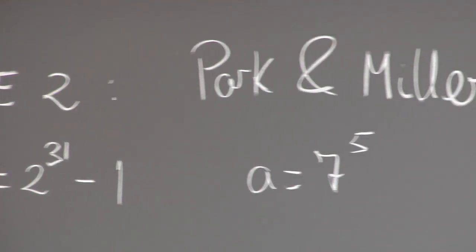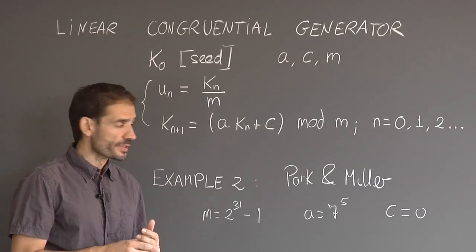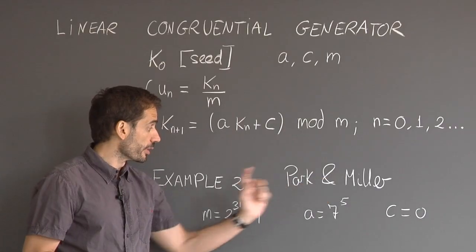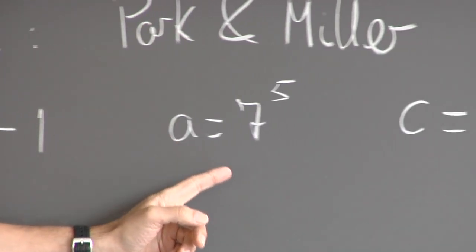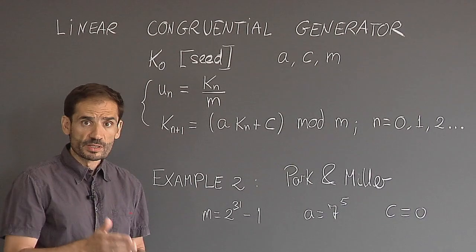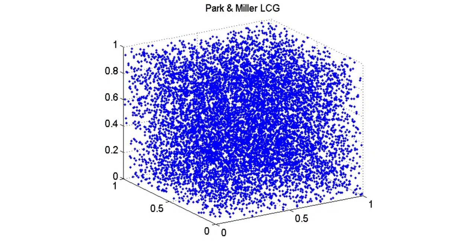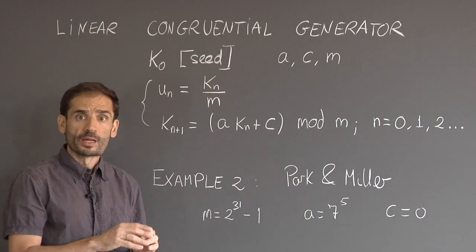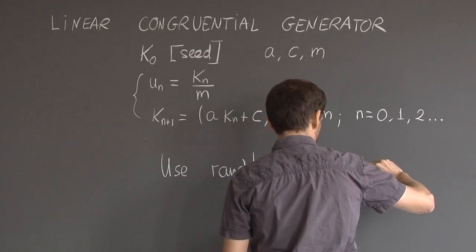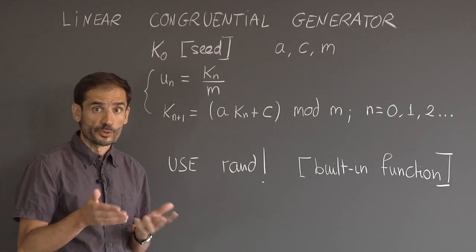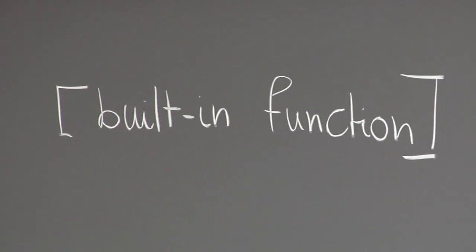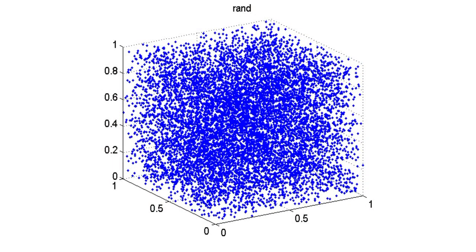This is a second example with a much better choice of parameters, and it's due to Park and Miller, and these are the values for m, a, and c. As you can see from the picture, now these dependencies between three consecutive values of the random numbers are no longer present. In this course, we will use rand to generate random numbers from a uniform 0-1 distribution. This is a built-in function and it works very well, as you can see in this picture.